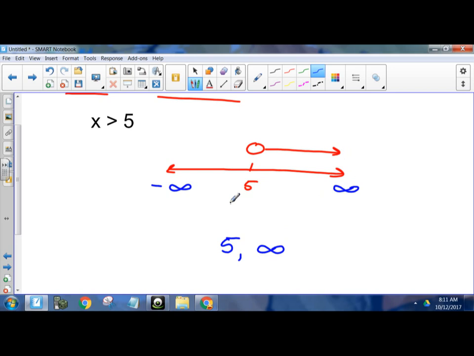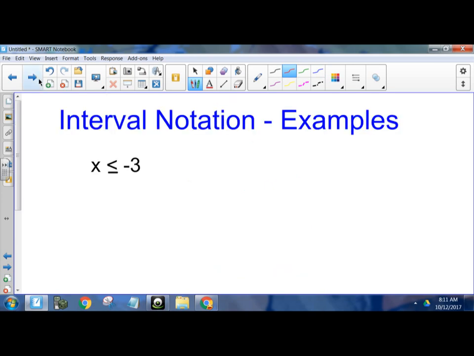Open circle on 5 means parenthesis on 5. Infinity always gets a parenthesis. So the answer, x is greater than 5, is expressed as the set 5 comma infinity with parentheses. All right? Try another one.